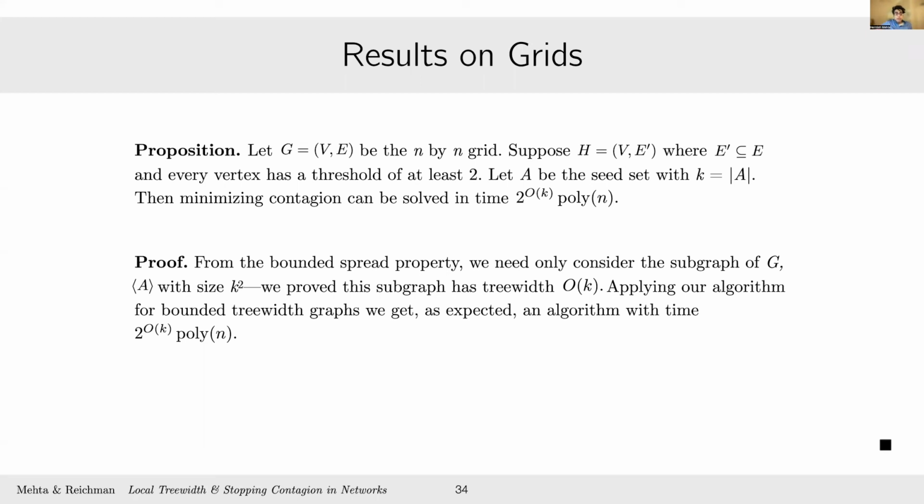This is an improvement over our original naive algorithm of 2 to the power of O(k squared) poly n. This is because we're exploiting the fact that the subgraphs that we're looking at actually have low treewidth.